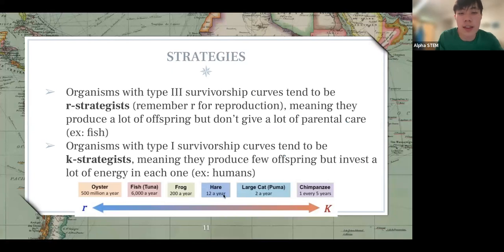So r strategist and K strategist is not like it falls into one of two categories. It's more like a spectrum. You can see oysters are on the pretty r strategist side, but some things are in the middle, like frogs and hares.